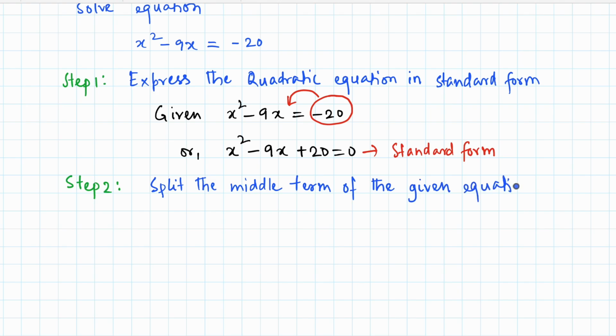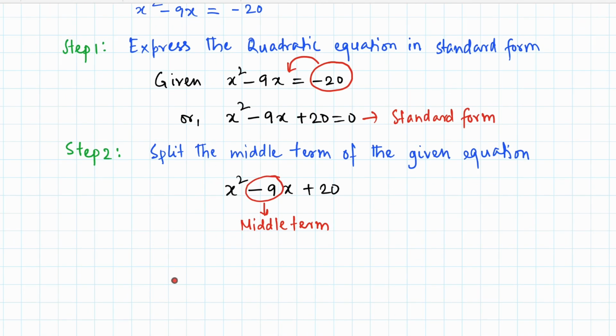So, split the middle term of the given equation. We have x square minus 9x plus 20. Minus 9 is the middle term that we have to split. We have to take two numbers such that the sum of the two numbers will give us minus 9, and the product of the two numbers will give me 20.